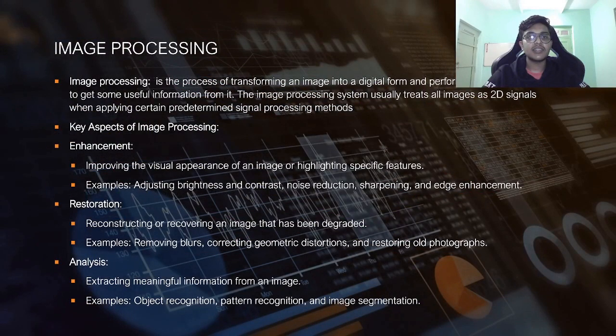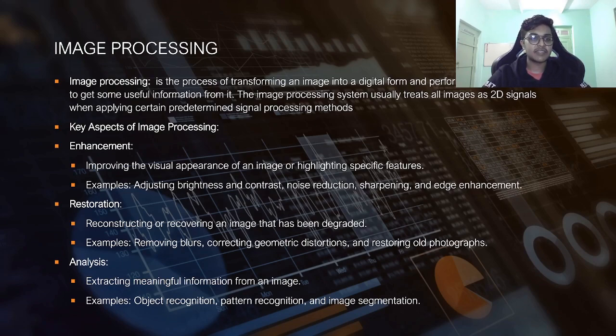We have what is image processing here. Image processing is the process of transforming an image into a digital form and performing certain operations to get some useful information from it. The image processing system is usually going to treat all images as 2D signals when applying certain predetermined signal processing methods. Here are some of the key aspects of image processing.